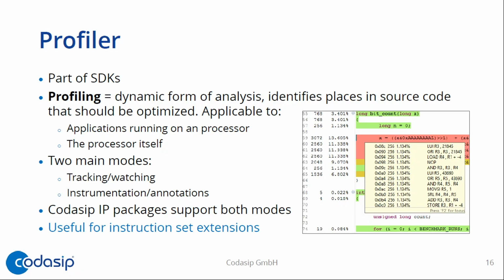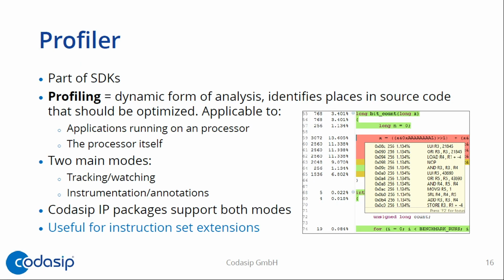Which brings me to the different tools that we have inside of the SDK, and one of them is a profiler. The profiler is really important. Again, we saw a presentation earlier about prof on the Linux side, but if you have a bare metal application, you need a profiler for bare metal as well. Profiling in itself is a dynamic form of analysis that helps you find the hotspots, or places that you should optimize. And in our case, profiling can be used either for application optimization, or you can use it for instruction set additions if you're looking for that.